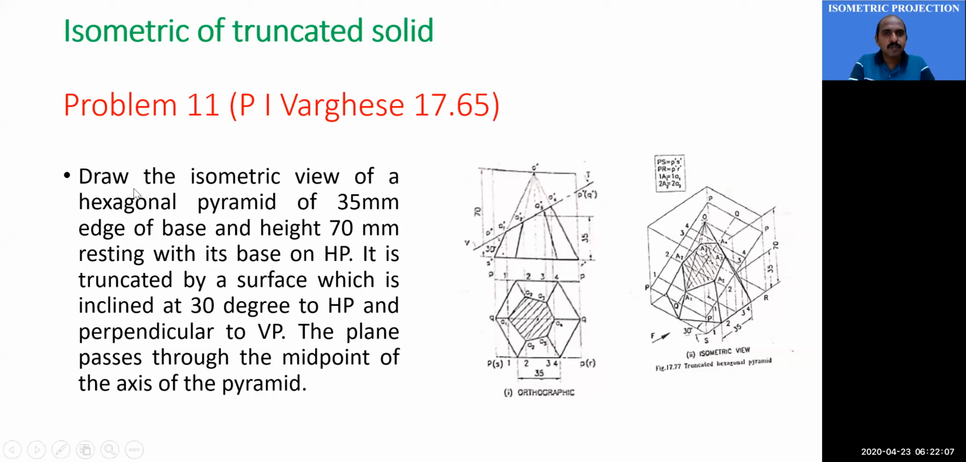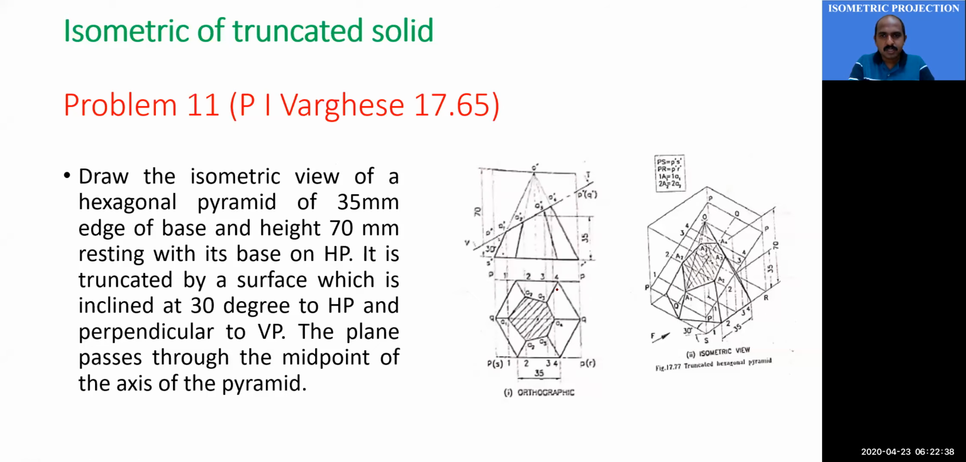Draw the isometric view of a hexagonal pyramid of 35 mm edge of base and height 70 mm, resting with its base on HP, and it is truncated by a surface which is inclined 30° to HP and perpendicular to VP. The plane is passing through the midpoint of the pyramid.